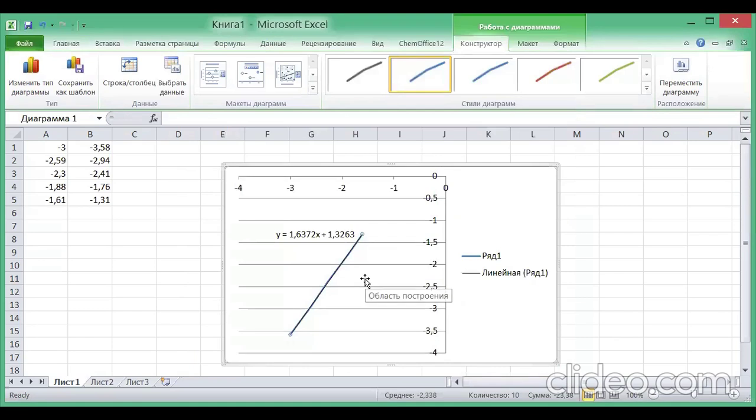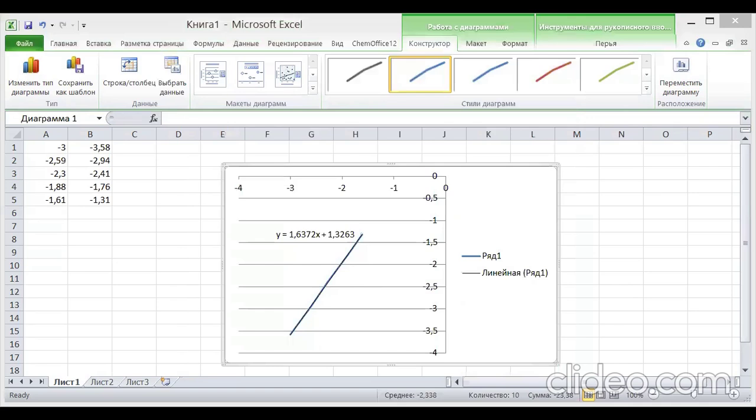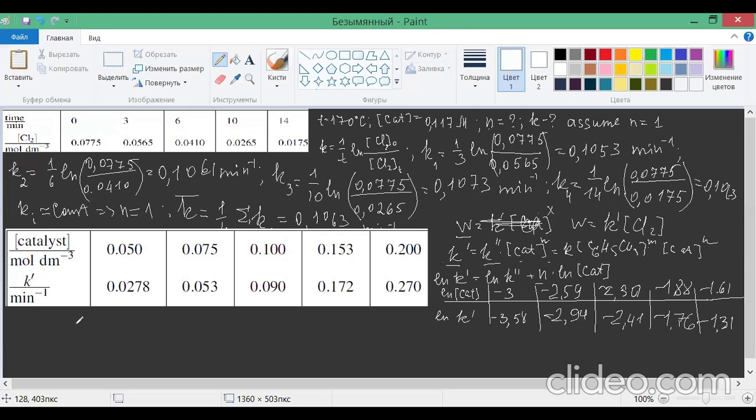It's 1.6. As you can see, the equation of this trend line is shown on the diagram, and we can see that n is equal to 1.6. We can write that the order with respect to catalyst is 1.6. This is the answer. Thank you very much.